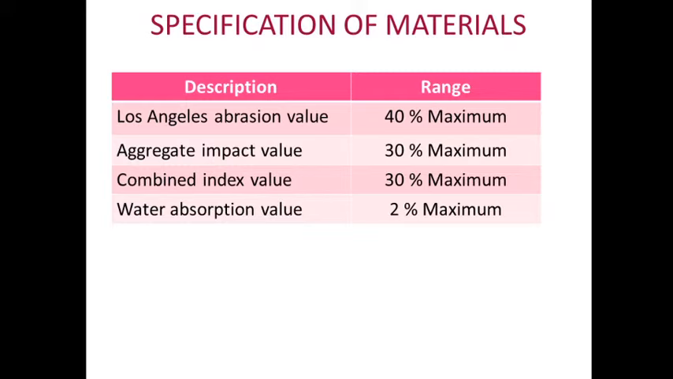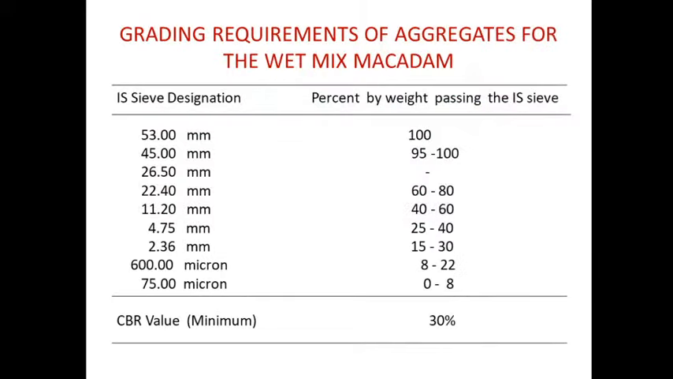Then the grading of the material used for wet mix macadam is: 53 mm passing 100%, 45 mm passing 95 to 100%, 26.5 mm passing nil, 22.4 mm passing 60 to 80%, and so on. The wet mix macadam used for base course should have a CBR value of 30%. Any idea about CBR? California bearing ratio, expressed in percentage.